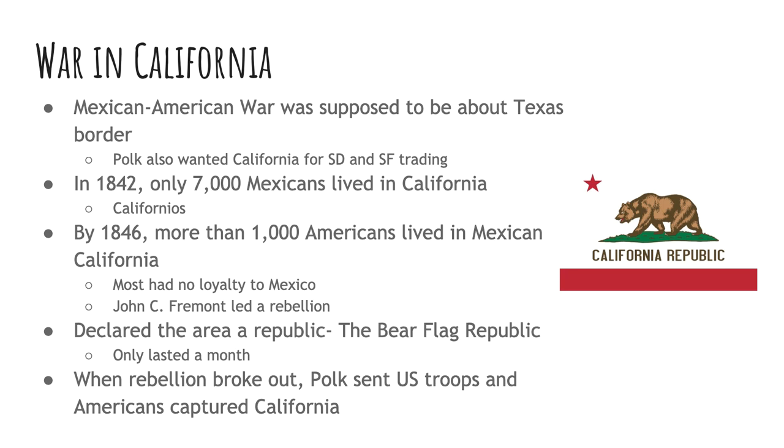There was a man named John C. Fremont, and he led a rebellion against this area because he wanted California to be its own republic too, so its own separate community. And they called it the Bear Flag Republic. That's why we have a bear on our flag. We have a star on our flag because it was going to be one independent place. But this only lasted about a month because Polk sent U.S. troops and Americans to capture California. So he wanted it to be part of the United States, not its own separate country.